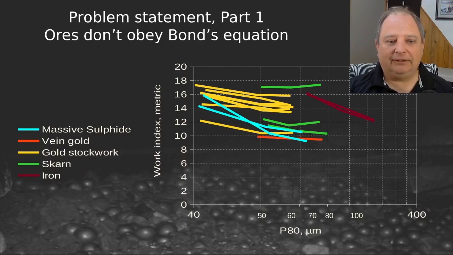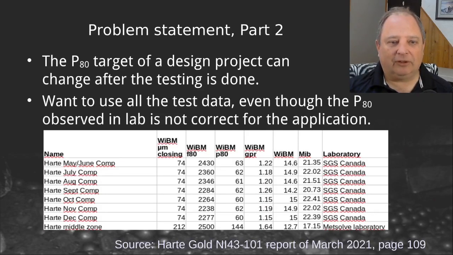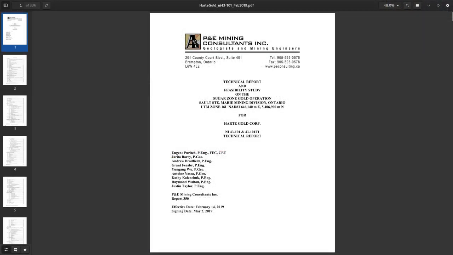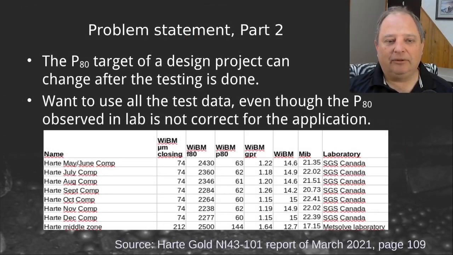Key thing here, this is a tutorial that's going to describe how you can take a block of data, such as this data here, which is coming from a public source. This is from the Hart Gold 43-101 report, where they have a series of data based on a ball mill closing size of 74 microns, which is quite fine, that gives a product size out of the ball mill test of around 60 microns. The mine is actually running at something more like 150 microns. It's quite a bit coarser than this.